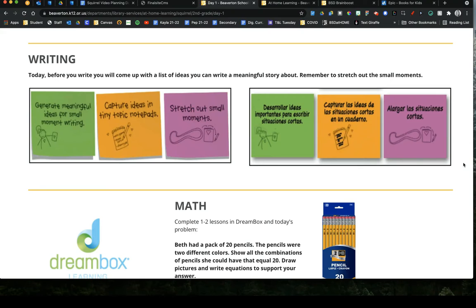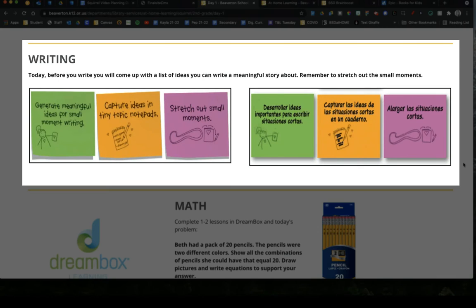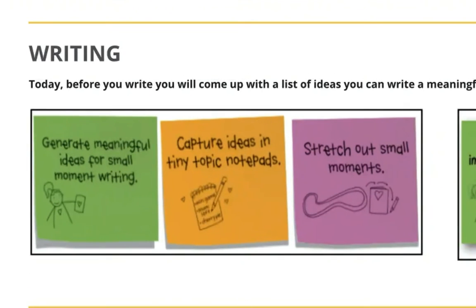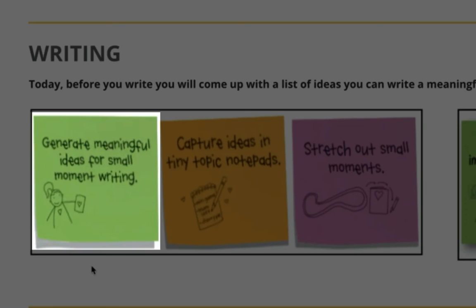Okay, let's take a look at writing. Today, before you start writing, you're going to come up with a list of ideas that you could write a meaningful story about. Remember, we're going to take little small moments and we're going to stretch them out to be really good stories. So let's look at today's anchor chart.